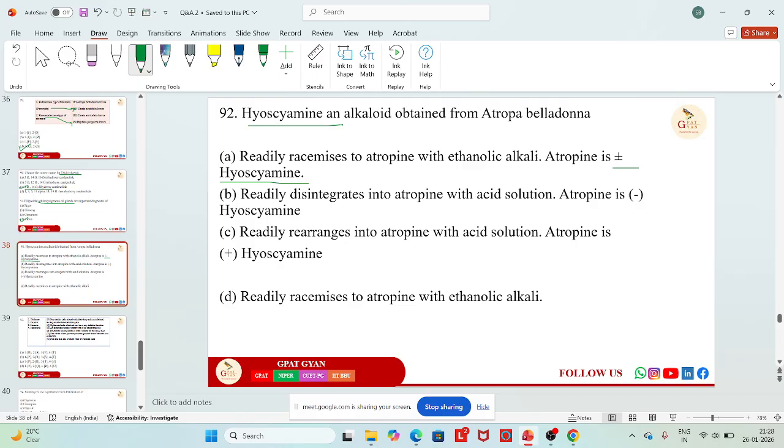And hyoscyamine readily racemizes to atropine with ethanolic alkali. Atropine is positive, negative hyoscyamine. Whenever you see atropine is positive, negative hyoscyamine, this will be the right option, because atropine is not the positive one or the negative one, and here it is not even written. In option D it is also the same, but the positive to negative hyoscyamine is not written, so it is mostly correct.